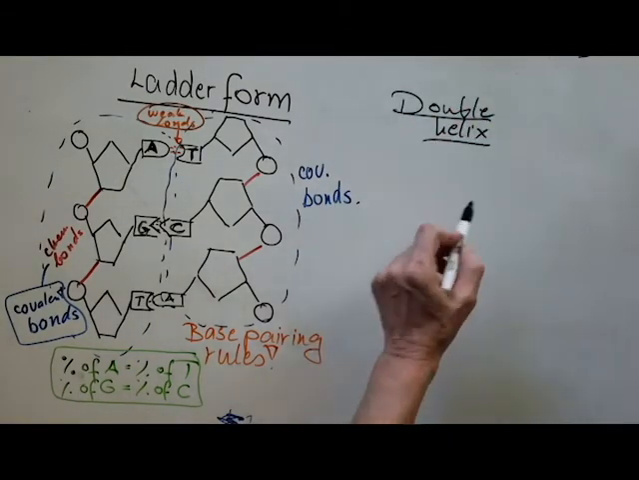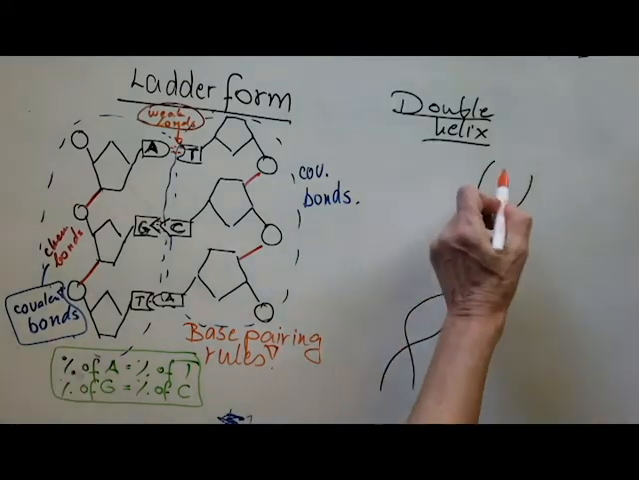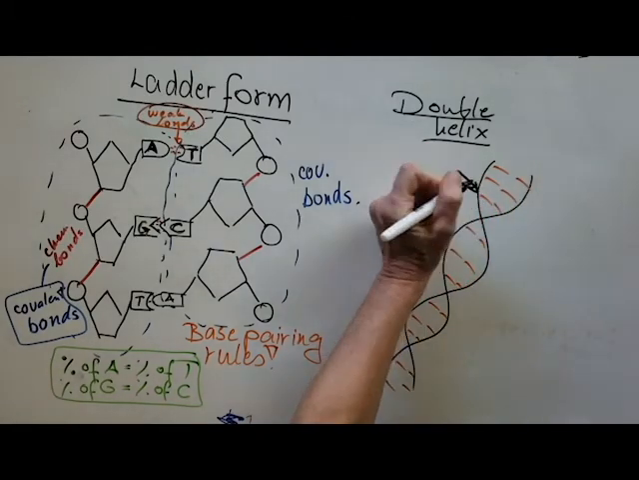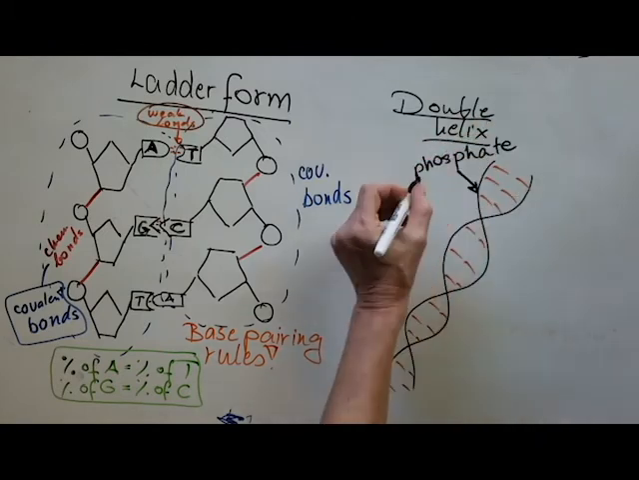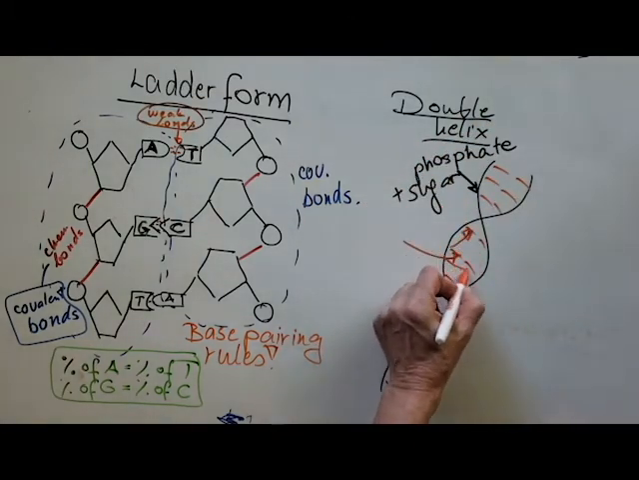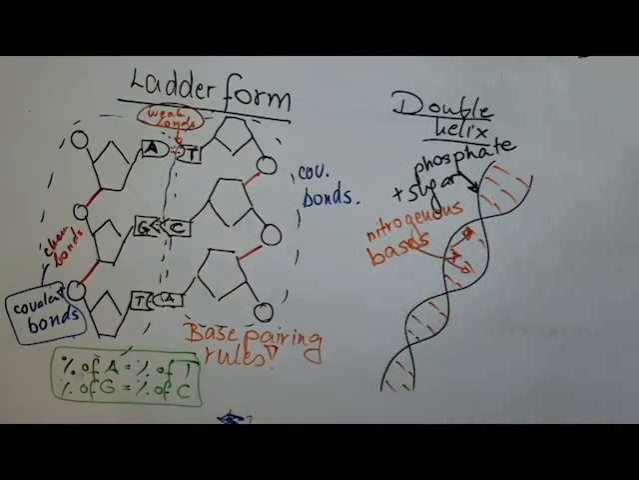Now the double helix molecule, how it looks like. The ladder form gets a twist, so it turns into double helix. The black line represents the sugar phosphate, the phosphate sugar backbone, and the orange lines are the nucleotides, the nitrogenous bases of the nucleotides.